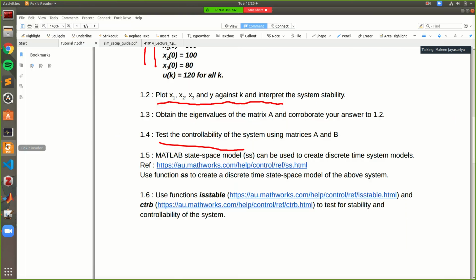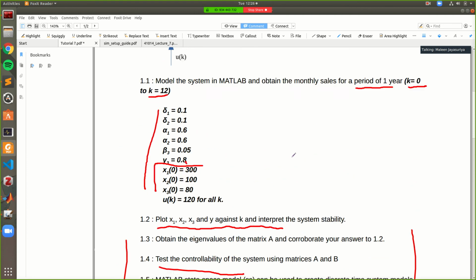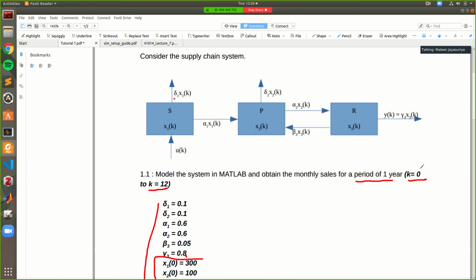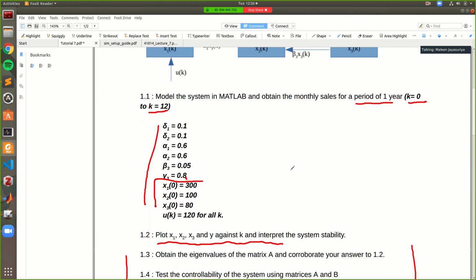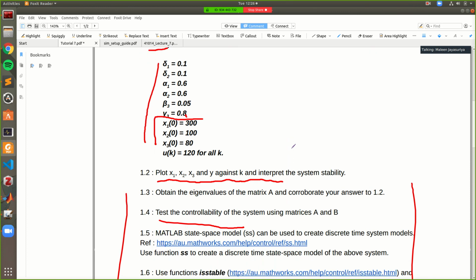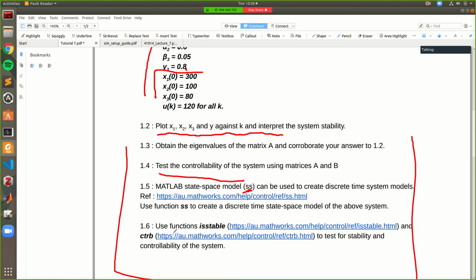So that's essentially it for this question. What we did is we defined a discrete time system and we looked at it in different ways. We looked at how its states are evolving over time. We looked at how we can create a state space model using MATLAB's SS function, and how to look at its stability, look at its controllability, and so on.